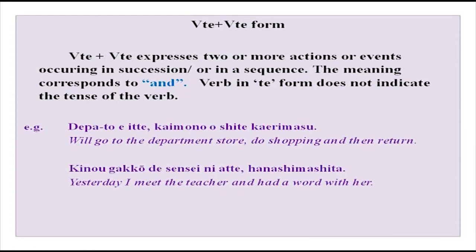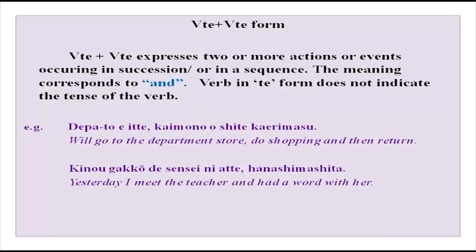One thing is important with te form, and that is the tense is not clear. You do not put the tense with te form. Te form itself is just te form, and the tense can be seen from the last masu form in the end. For example, over here, depato e itte kaimono o shite kaerimasu. We'll go to the department store, do shopping, and then return. So, this is all about the future.